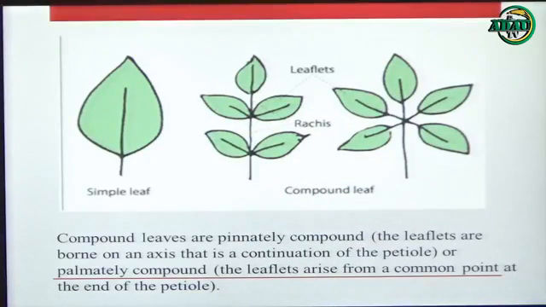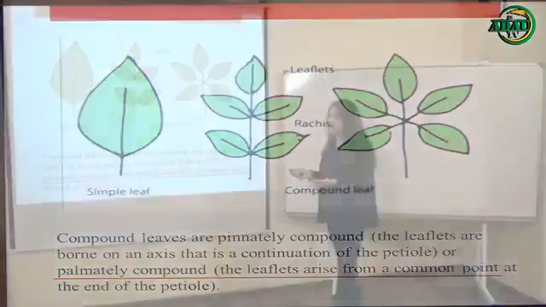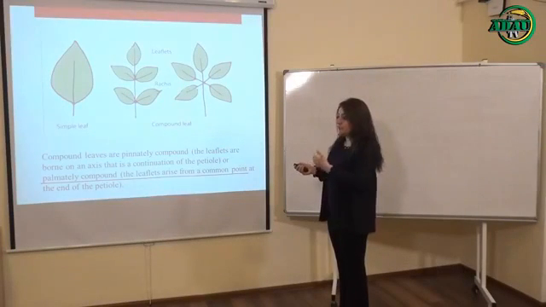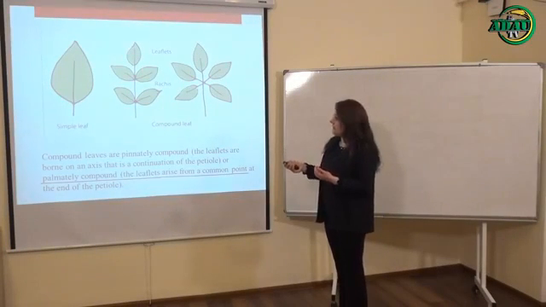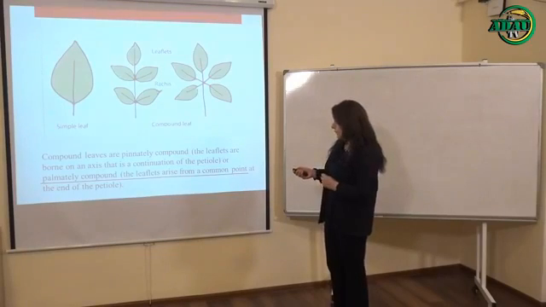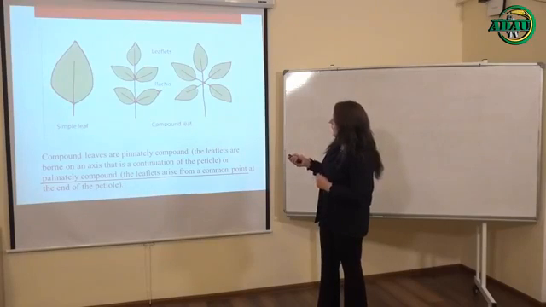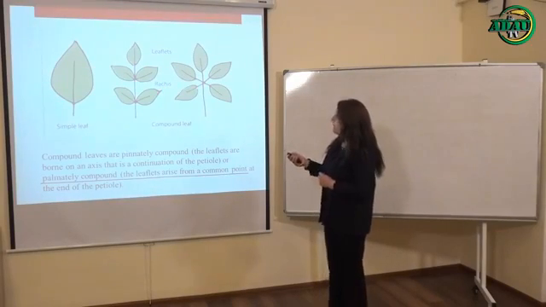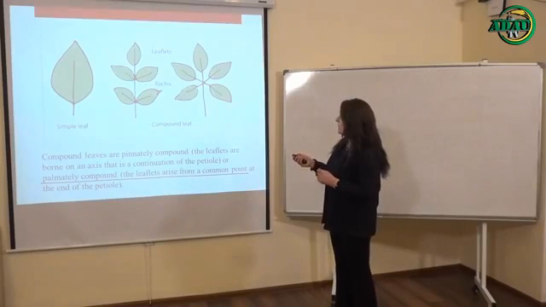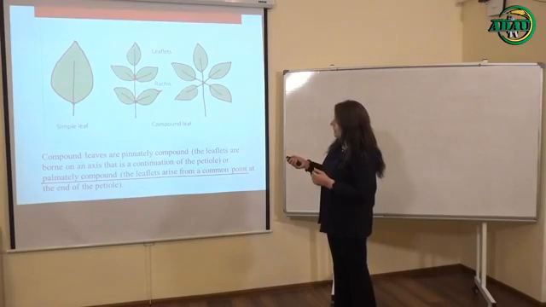Leaves may be simple or compound. A simple leaf has a single leaf blade. A compound leaf has a leaf blade which is differentiated into leaflets. Two types of compound leaves are shown: pinnately compound and palmately compound. In pinnately compound leaves, the leaflets are borne on an axis that is the continuation of the petiole.